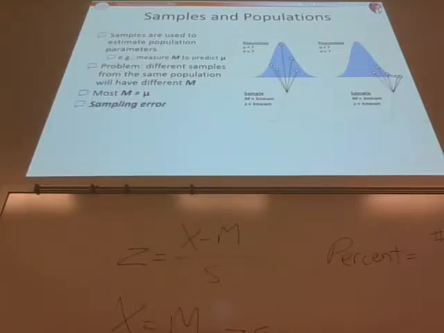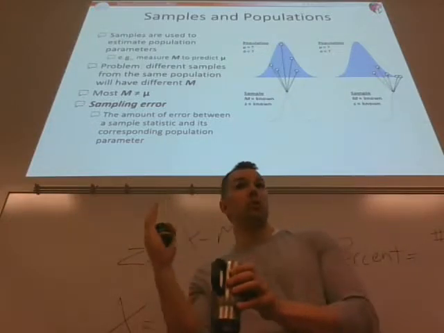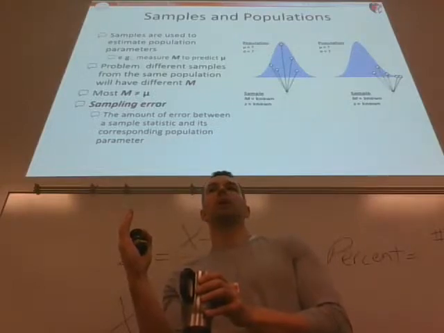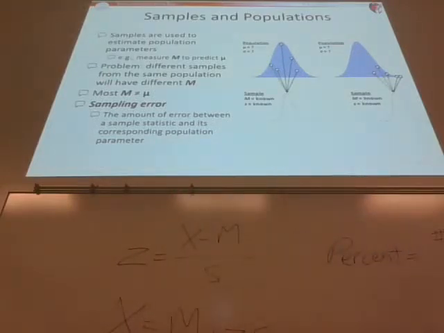And that's what's referred to as sampling error, the amount of error between a sample statistic and its corresponding population parameter. So sampling error is basically how much did you overestimate your population parameter based on your sample, or how much did you underestimate your population parameter based on your sample. So this situation here, the mean would have a very low sampling error. This situation here, the mean would have a very high sampling error. All right, so far so good?